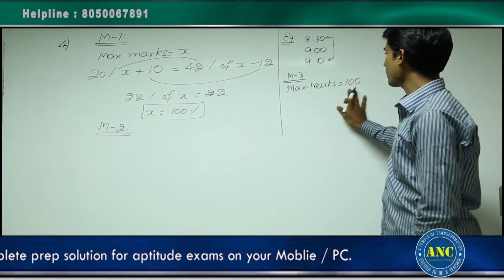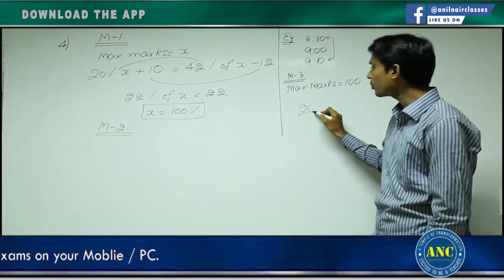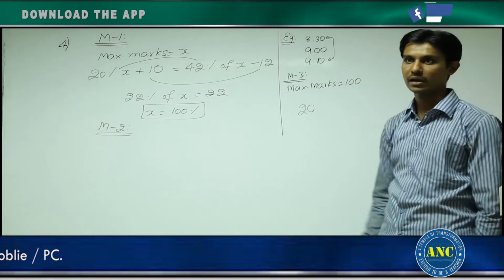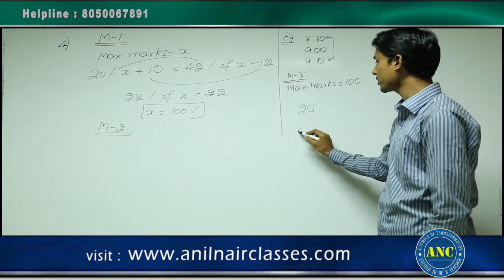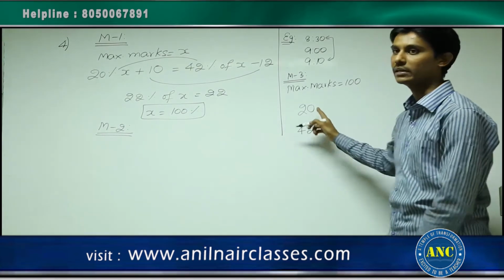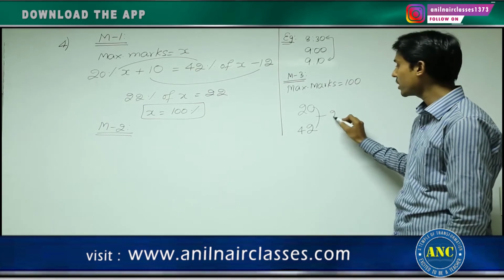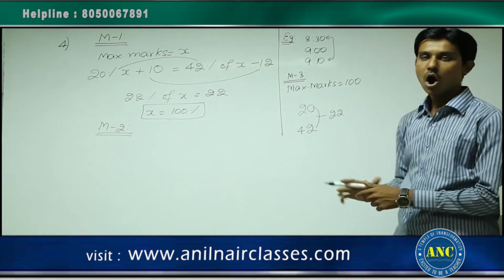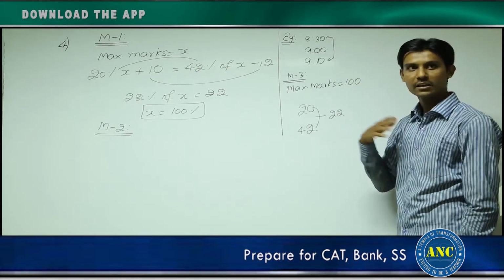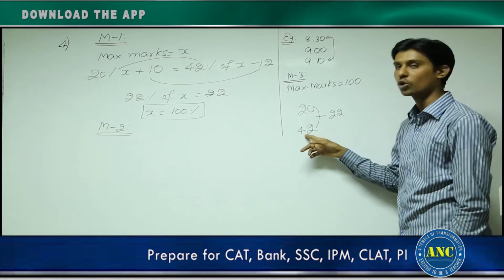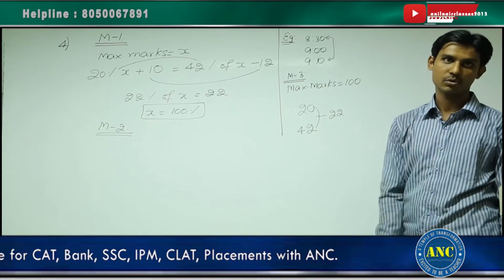If I assume the maximum marks as 100, the candidate who gets 20% of the marks, one person is getting 20 marks, 20% of 100 is 20 marks. Another person is getting 42% marks, 42% of 100 is 42 marks. This person is getting 20, the second person is getting 42. What is the difference between their marks? The difference between their marks is 22 marks. These are all according to me, because I assumed it as 100. This 22 difference between the two students is also according to my value, right?